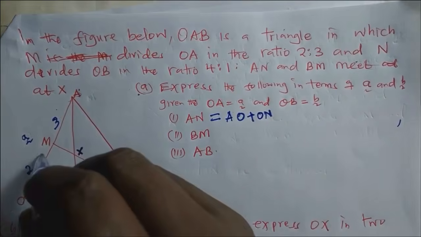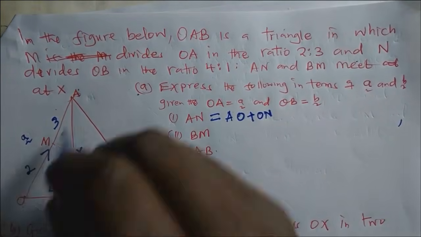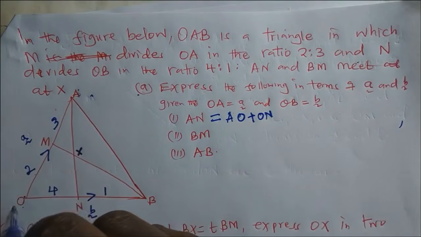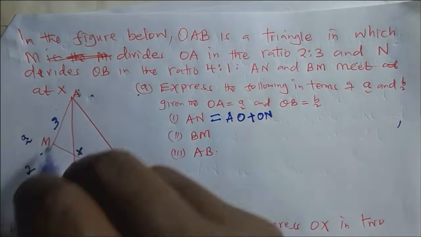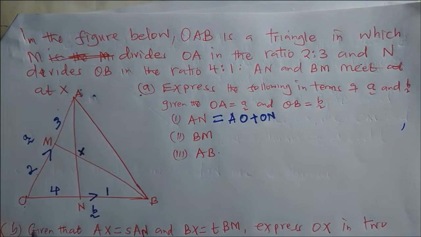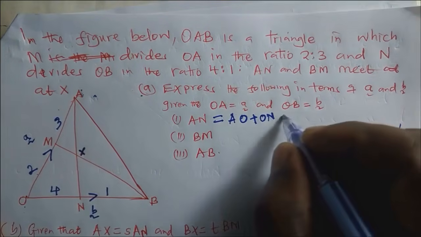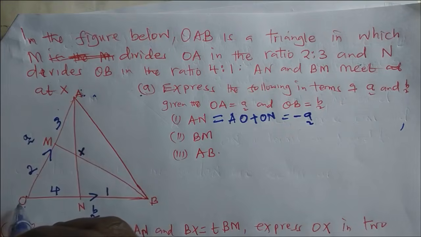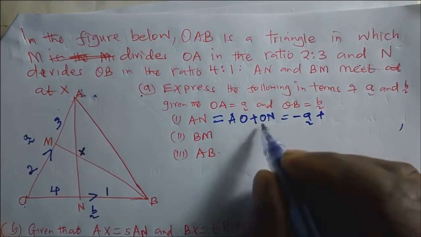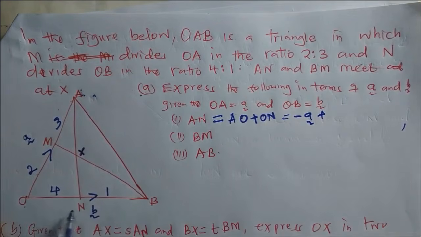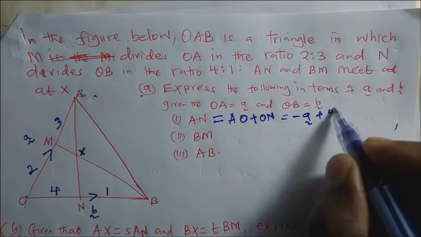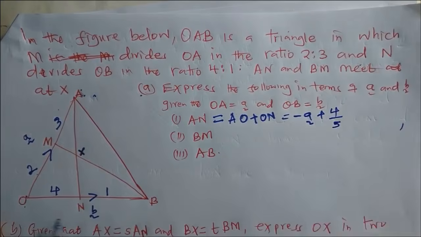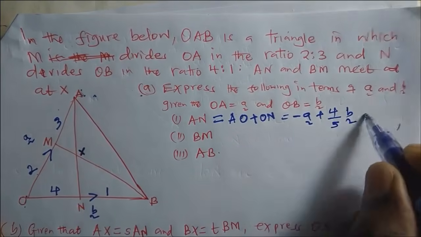Now remember, the arrow is going this way, because OA we are going this way, OB, this is the arrow. Therefore it means this way A is positive, coming this way A is negative. Remember that. So this is the same as negative A, because we are going in the opposite direction of A, plus ON. ON is 4 over the total 5, 4 plus 1 is 5, B.